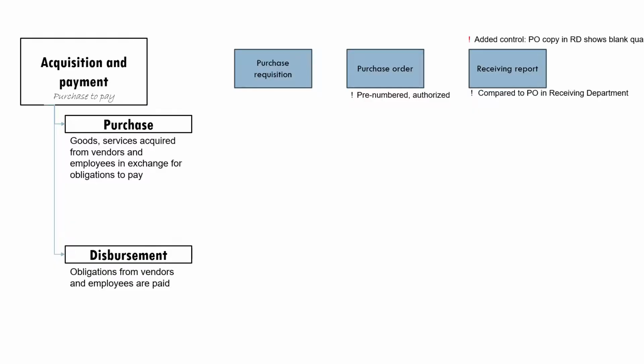The receiving report will be compared to the purchase order to make sure that what was received was actually ordered. Some businesses have an added control of showing blank quantities, that is, removing the quantities from the purchase order that is sent to the receiving department. This is done to assure that the receiving clerk will actually count the goods which are received and would not simply tick off the box. So this is to ensure that an actual counting was made, but as we have mentioned, this is normally an added control in the receiving department.